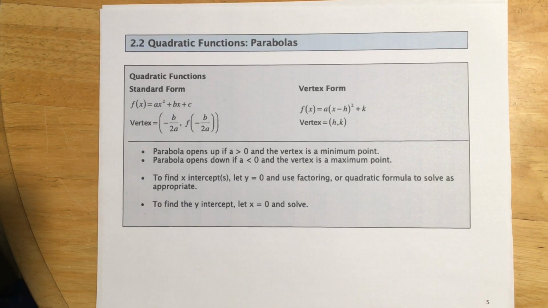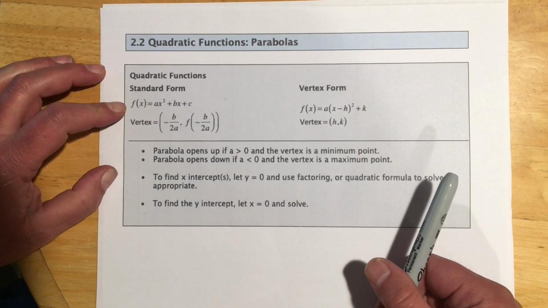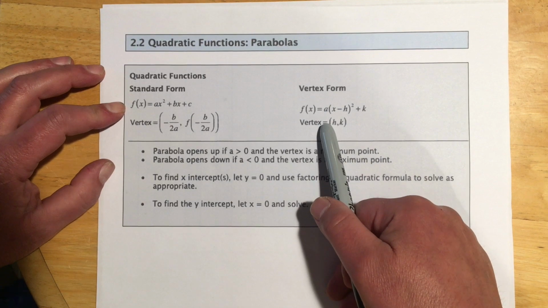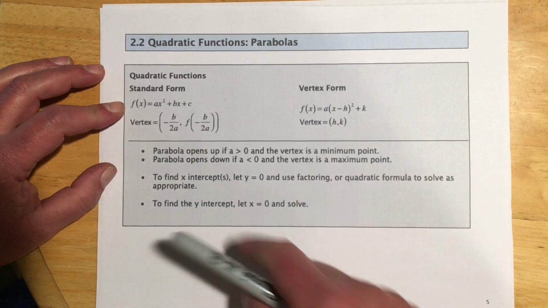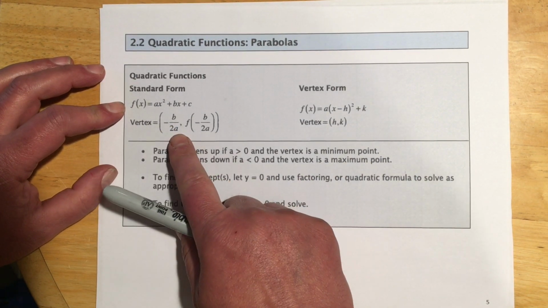Okay, next section is 2.2, quadratic functions, parabolas. So this is looking more at the graphing and the vertex of the parabolas, whereas the last section was essentially just finding x-intercepts. That's what we did that whole time, because the y was 0, and we were solving for x. So in 2.2 we have two forms. Standard form, which is what we're mostly going to stick with, and then there's also another one called vertex form.